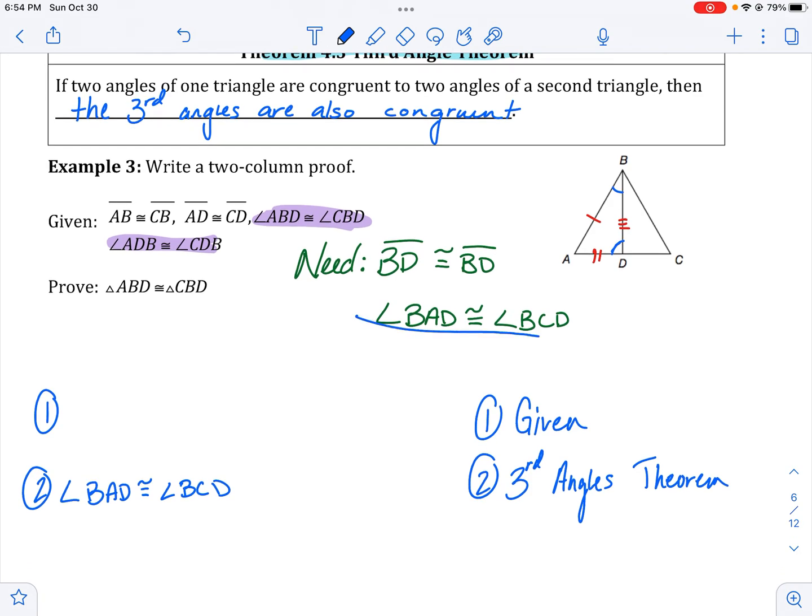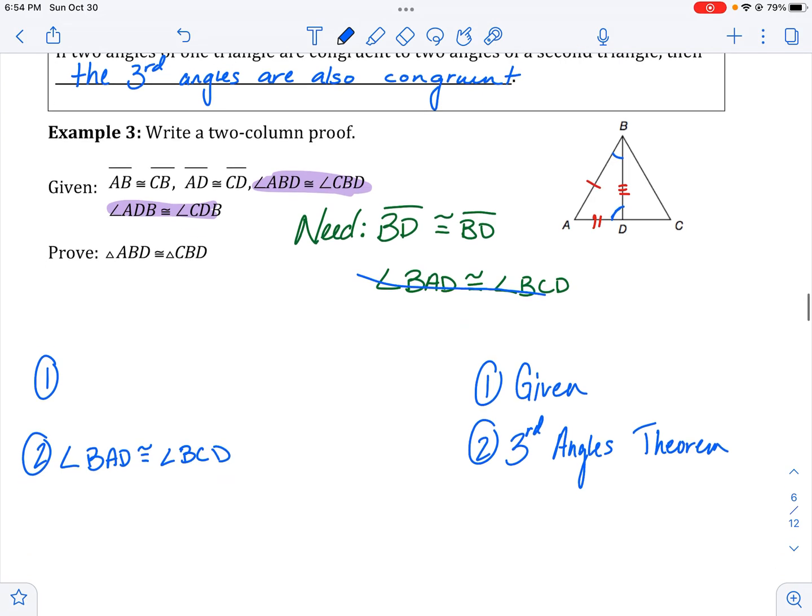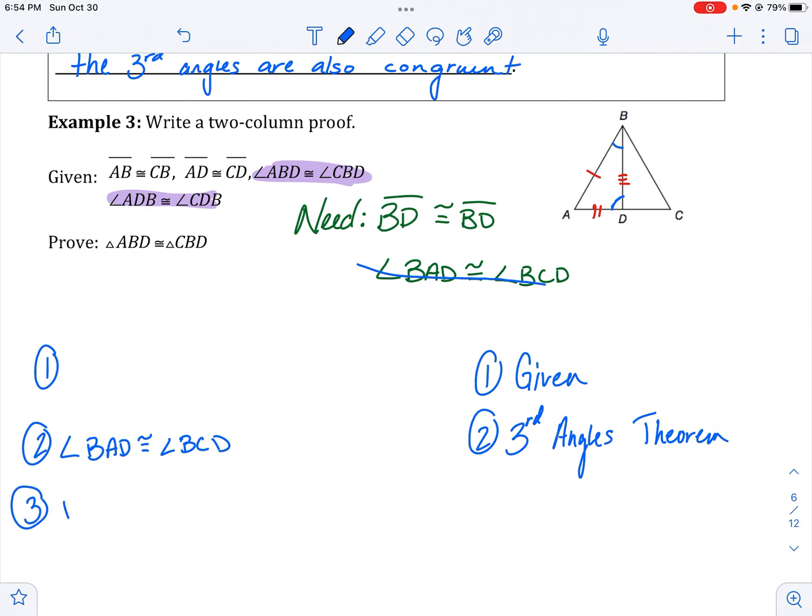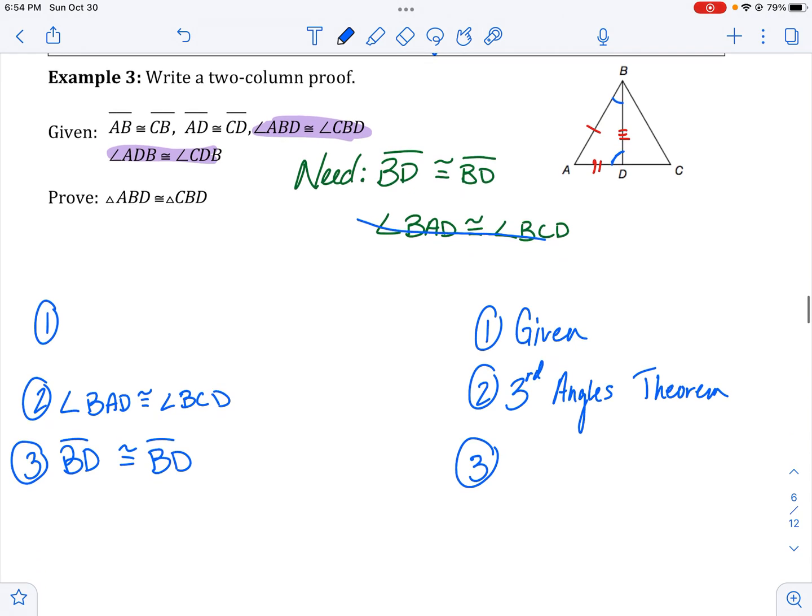So that's off the list. I can cross that off. And finally, I need BD to be congruent to BD. But hold on, I'm saying that something is equal to itself. There's a property from chapter 1 or chapter 2, starts with an R, that says that something is congruent to itself. That would be my reflexive property.